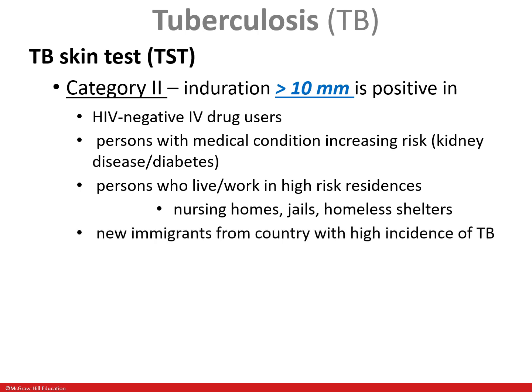And if you're a new immigrant from an area that has a high incidence of TB, you would be in Category 2, which requires a minimum of a 10 millimeter response.